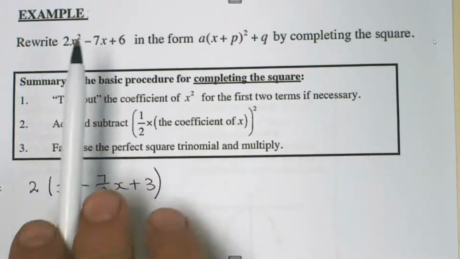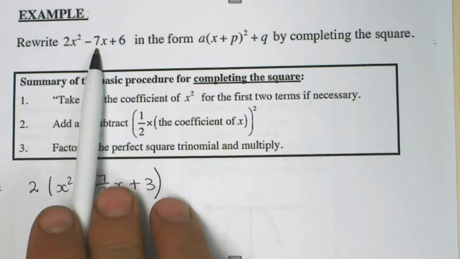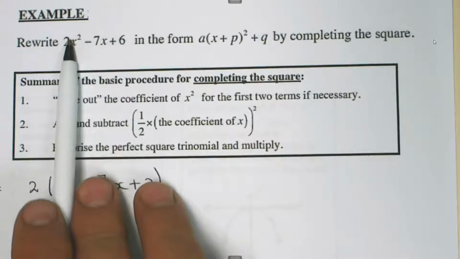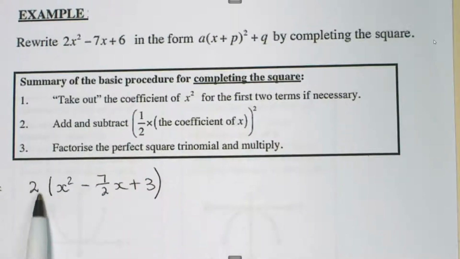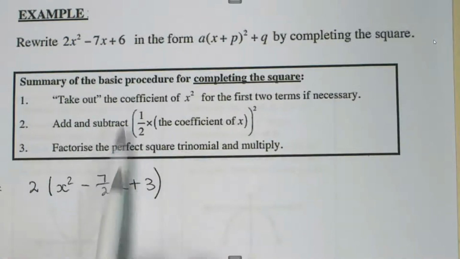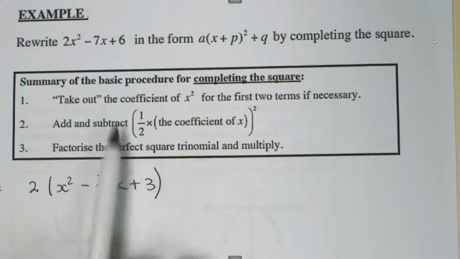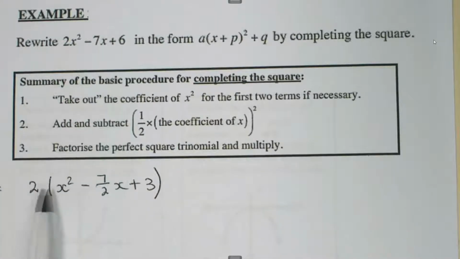I repeat, if it's 2x² − 7x + 6, we've got to make the coefficient of x² 1, so we take out 2. 2 times x² is 2x². 2 times negative 7 over 2 x is negative 7x. 2 times plus 3 is 6. The second step is to keep the first two terms.